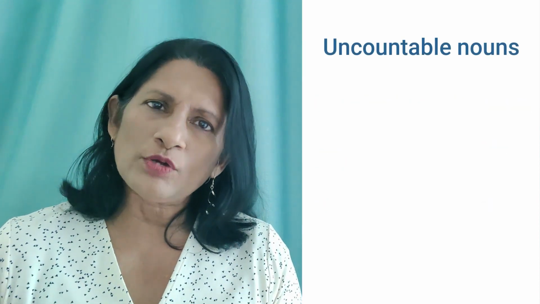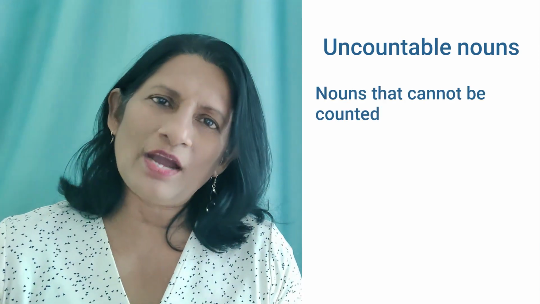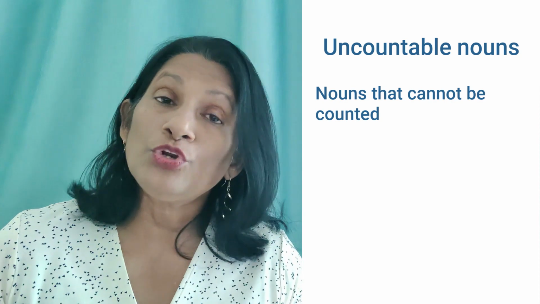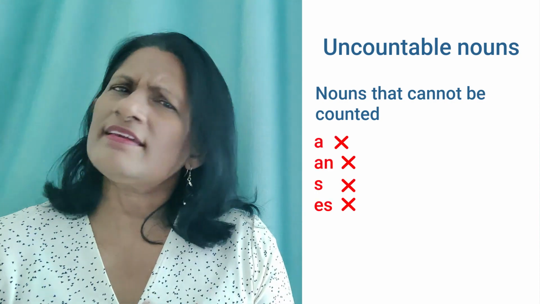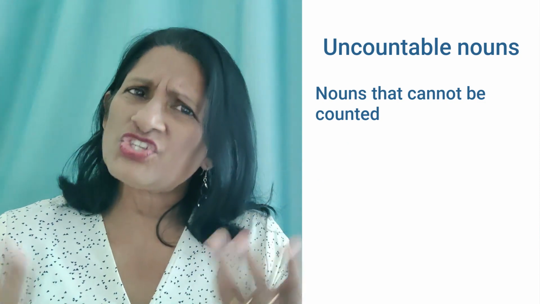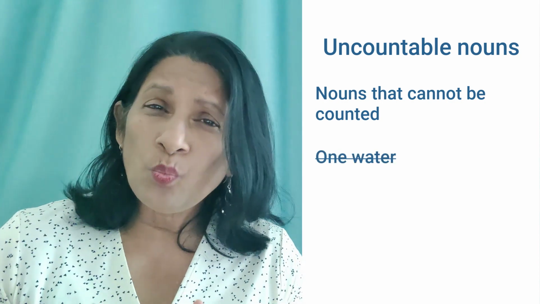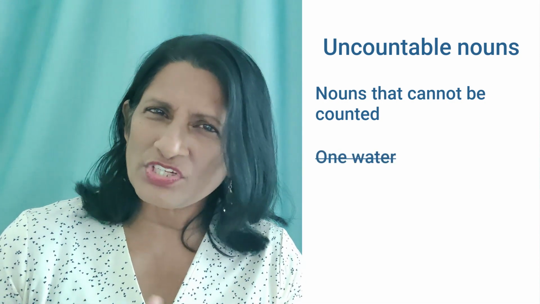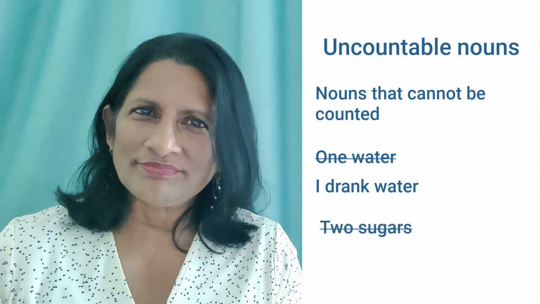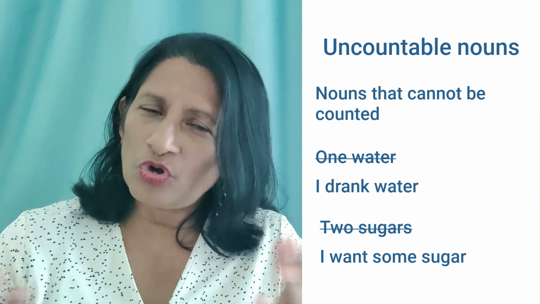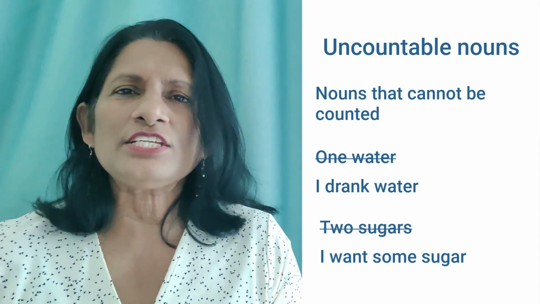Now, uncountable nouns, on the other hand, are nouns that cannot be counted with numbers. We do not use a or an or s or es. They refer to things that are seen as a mass. For example, you cannot say 1 water. I drank 1 water. No, I drank water. And 2 sugars. No, I want some sugar, or I want sugar. Instead, you would say some water or plenty of sugar.